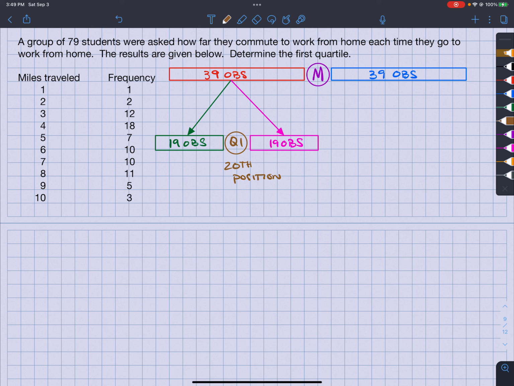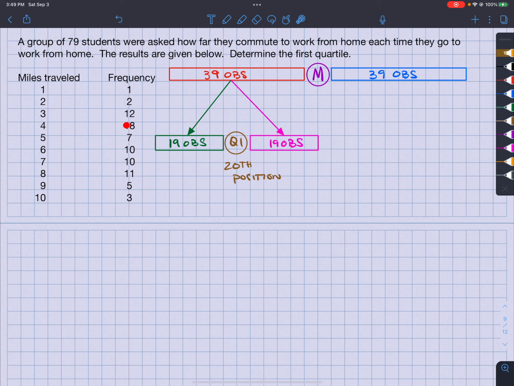Okay, so if you want to think of it that way, it's in the 20th position. If you look at it as the 20th position, then when you come back and count this, this is in the first position. The second and third are in here, right? If I added these two, it would tell me 3. The fourth through the 16th position will be here.